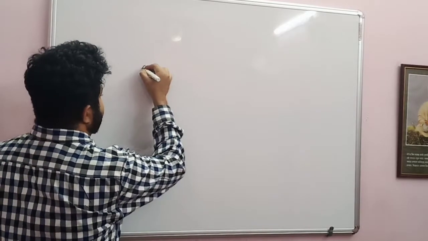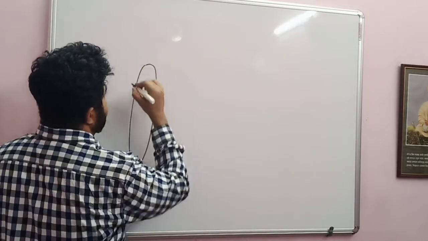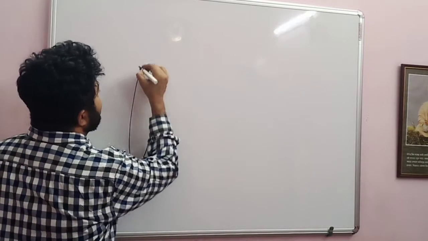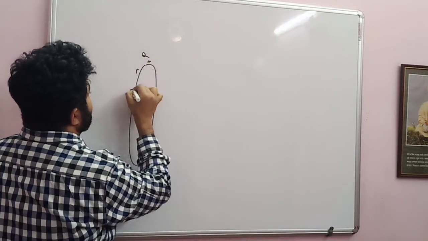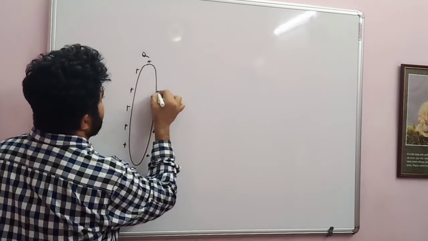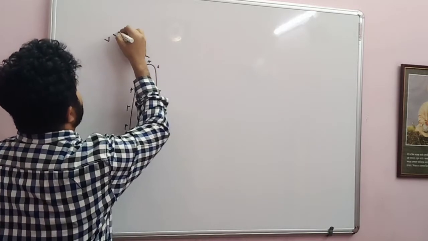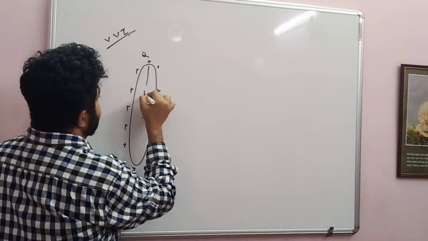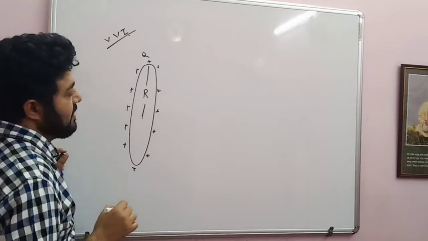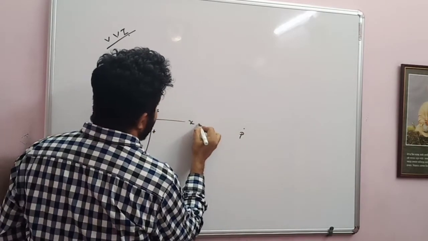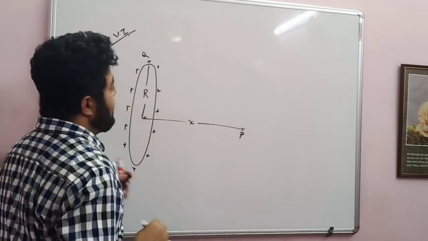We have a ring. Q charge is distributed throughout the surface of the ring, which is very important. Center is that, R is the radius. We have to find out the electric field at a distance x from the ring.